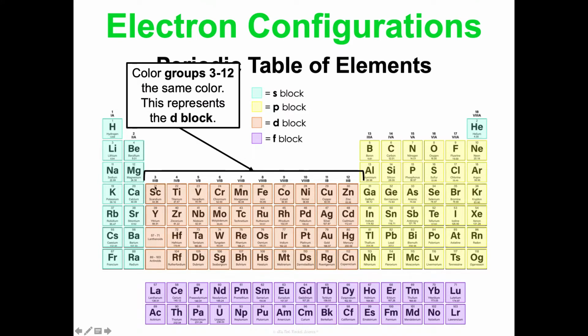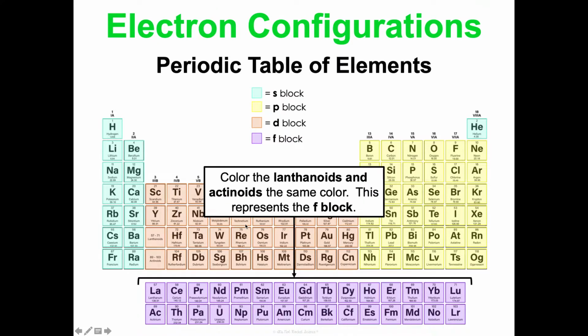All right, next we have groups 3 through 12. They're going to be colored as the d block. And then last, we have the lanthanoids and the actinoids, and they are going to be represented as the f block. Now, let me tell you something.